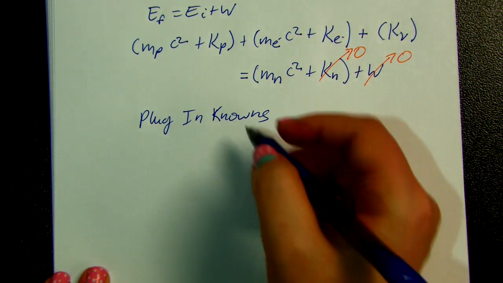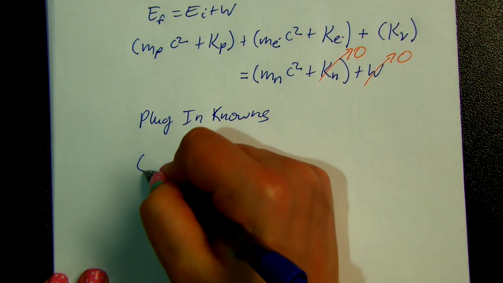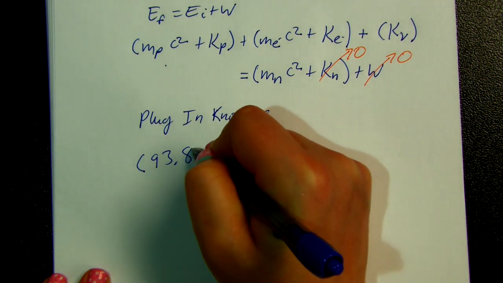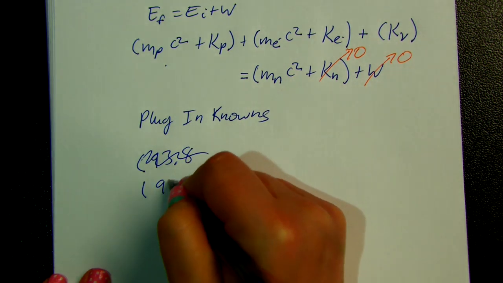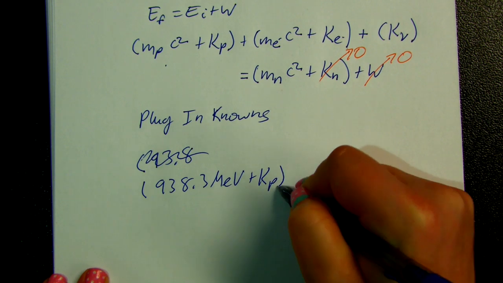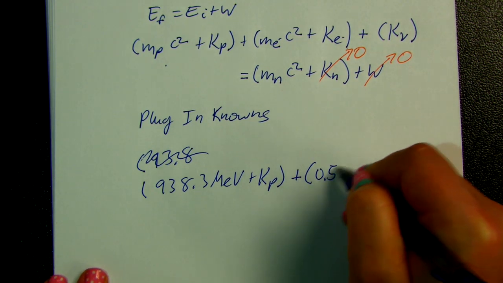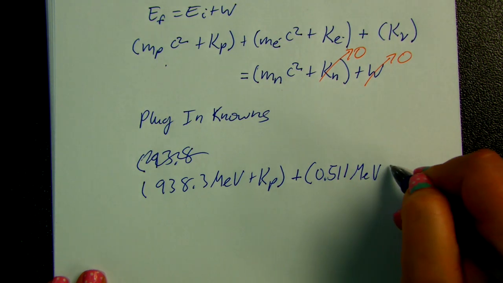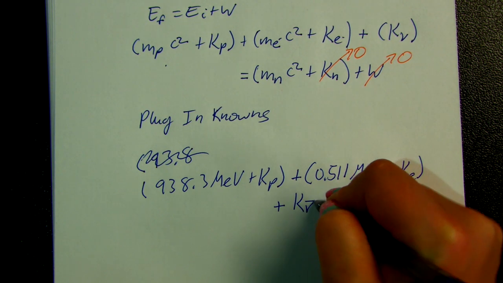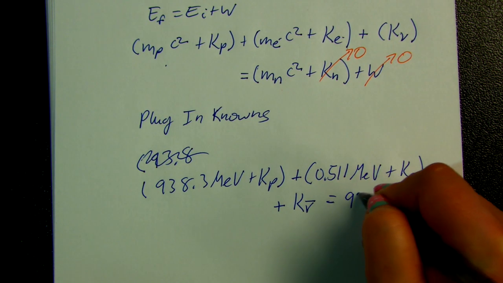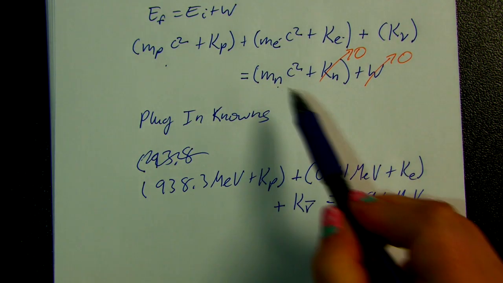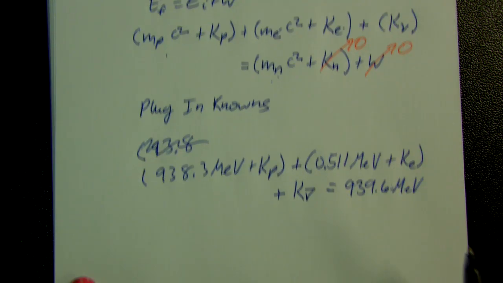Kind of makes sense to do that now. So we know mc squared for a proton, so that's just 938.3, let's write that correctly. 938.3 MeV plus the kinetic energy of the proton, which is unknown, plus 0.511 MeV plus the kinetic energy of the electron plus the kinetic energy of the neutrino is equal to 939.6 MeV, our only non-zero factor from the right side of the equation.